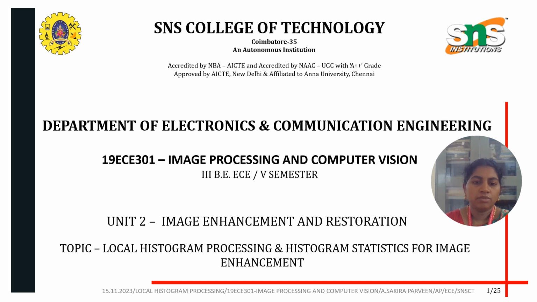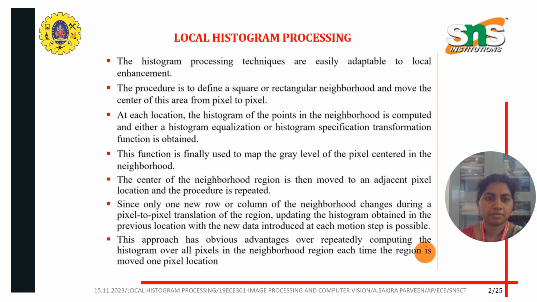So now let me see a topic in image processing and computer vision. The topic is local histogram processing and histogram statistics for image enhancement. This topic comes under Unit 2, image enhancement and restoration. So first, local histogram processing.